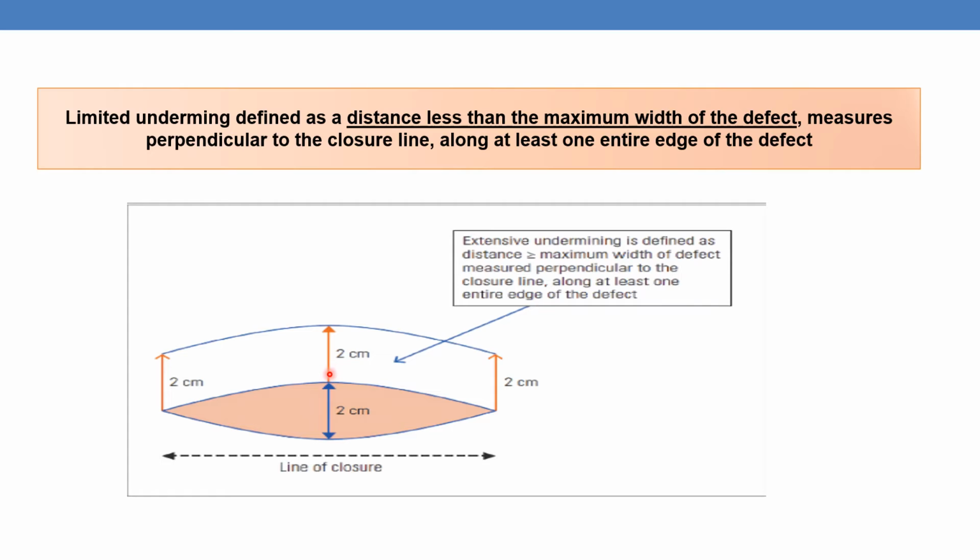If the distance is greater than or equal to the maximum width of the defect measured perpendicular to the closure line, then it is extensive undermining. And if the distance is less than the maximum width of the defect measured perpendicular to the closure line, then it is limited undermining.